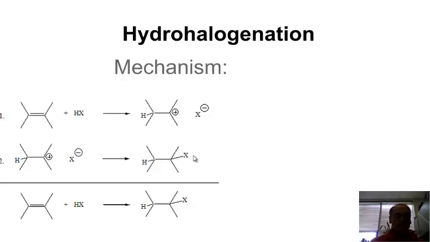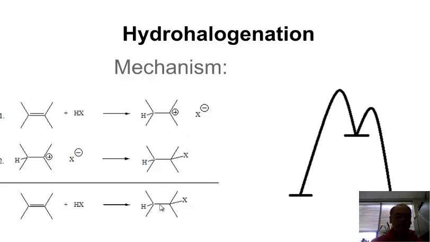And notice that the two steps add up to the overall reaction. If we cancel out anything in these two steps that appears on both sides, well, this does, so we'll cancel that. This does, so we'll cancel that. That leaves us with the alkene starting material and the HX and the alkyl halide final product. And so this is the balanced equation. As always, the individual steps of the mechanism have to add up to the overall reaction.